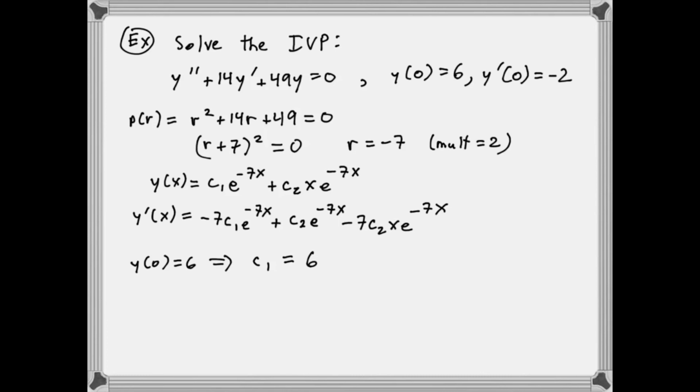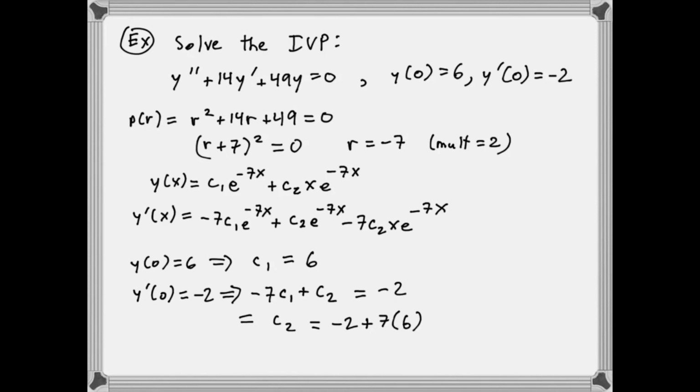What about y prime of 0 equals negative 2? Y prime of 0 equals negative 2 gives me, if I plug in 0, I get negative 7 C1 plus C2, and the last one is 0, is equal to negative 2. Okay, but we already have C1, so this means that C2 is equal to negative 2 plus 7C1. And I'm going to plug in the answer that I got. So negative 2 plus 42 is equal to 40.